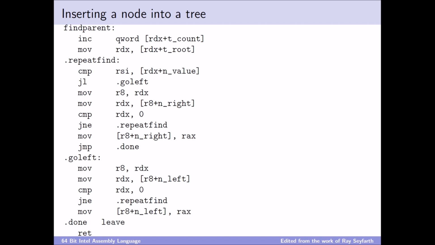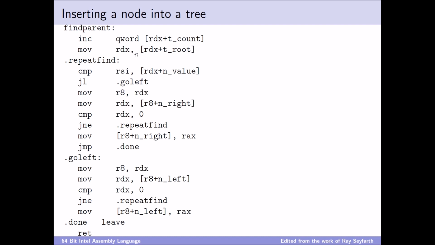Just as a quick mention, it is possible to avoid repeating this increment by rearranging things slightly, but I don't want to deviate too much from the book. I don't want to add unnecessary confusion. So we increment to indicate that we have a new node. Then I'm going to move the root of the tree into RDX. So now RDX will be the node which is the root of our tree.